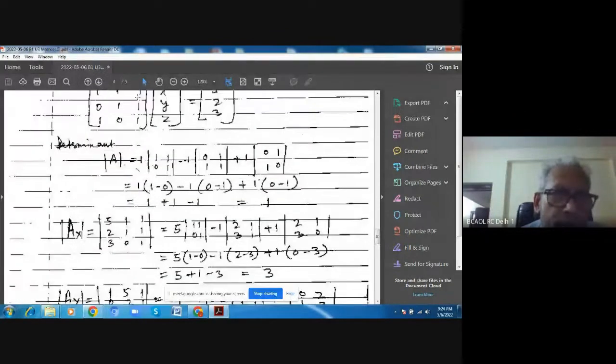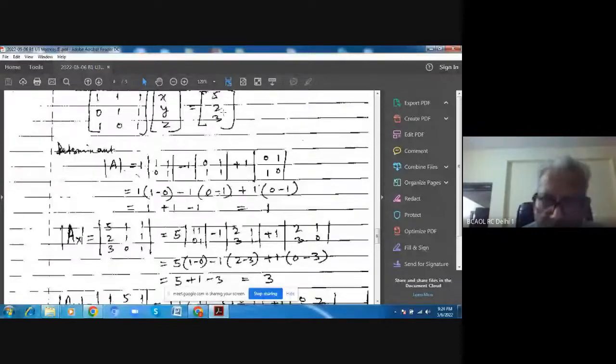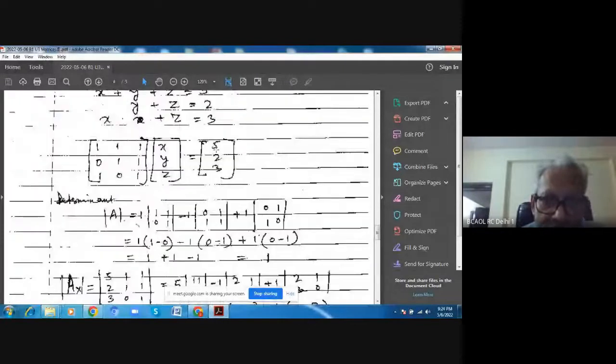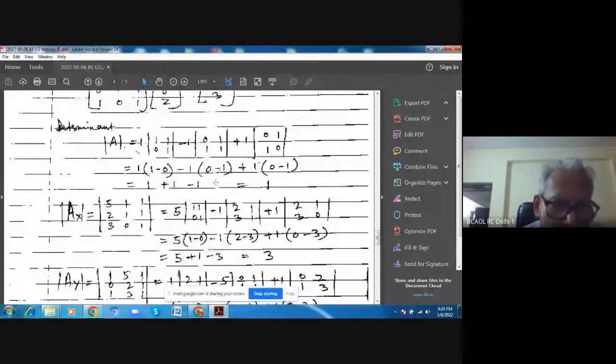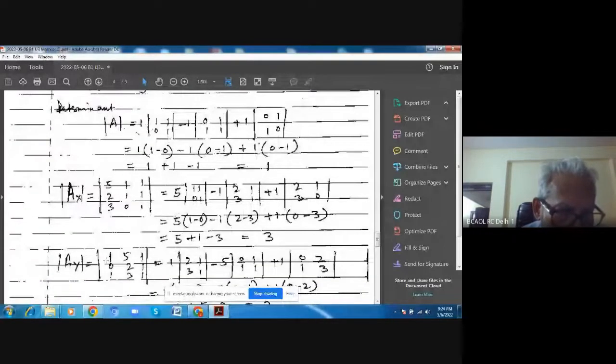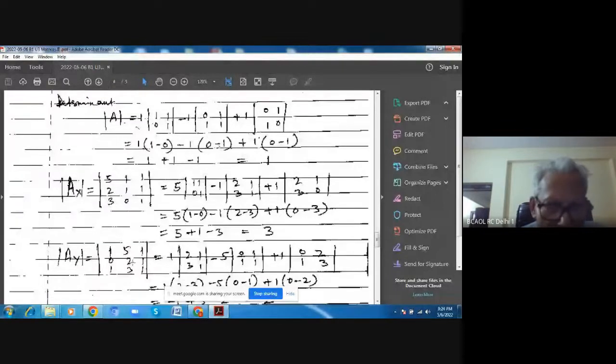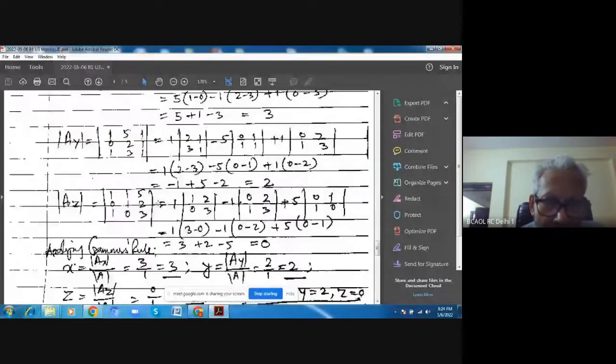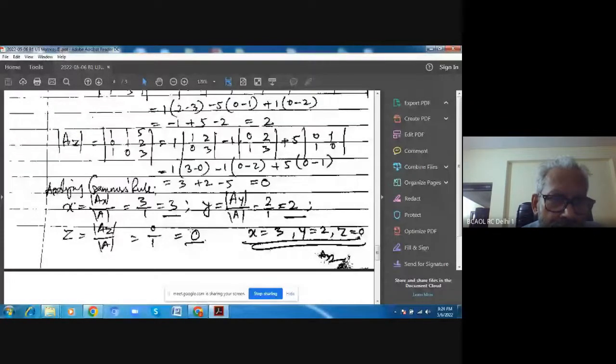What we did is simply change the first column; the matrix here, we replaced it with 5, 2, 3, just replacing with 5, 2, 3. And then for ay, when I'm finding the determinant of ay, the second column is replaced, and for az the third column is replaced. Whatever you get, we put it into the formula: x is equal to ax over determinant a, and this way the x value is found, and likewise y and z.